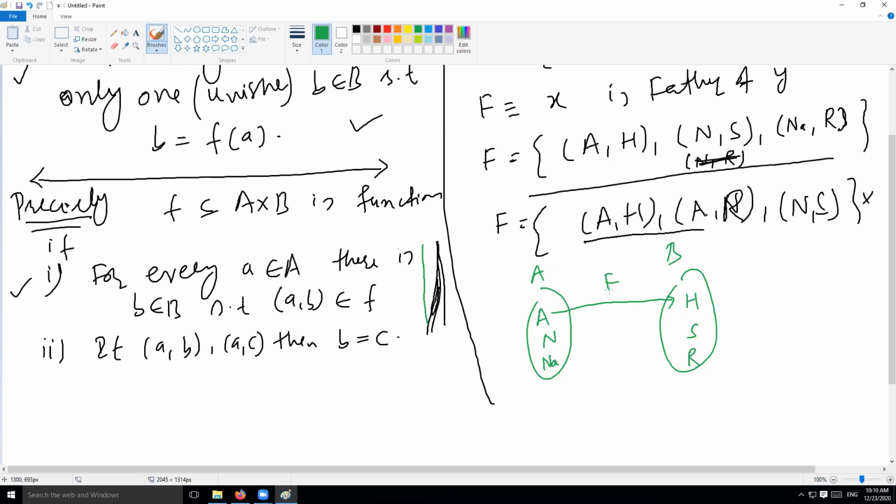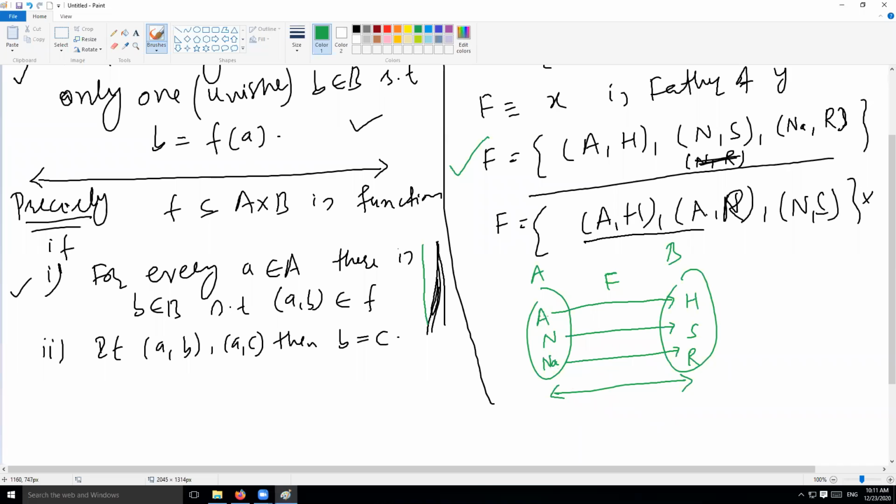So in a father relationship, Ahmed is a father of Hashim. Nasir is a father of Saqib. And Naseem is a father of Rais. So this picture and this description are one and the same thing. They are one and the same thing. Okay? Do you understand, brother? Yes, sir.